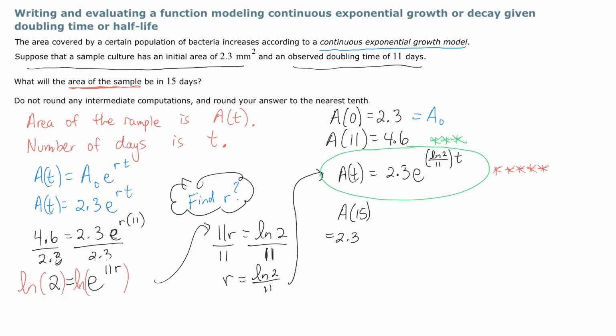2.3 e to the ln of 2 over 11, raised to the t power.